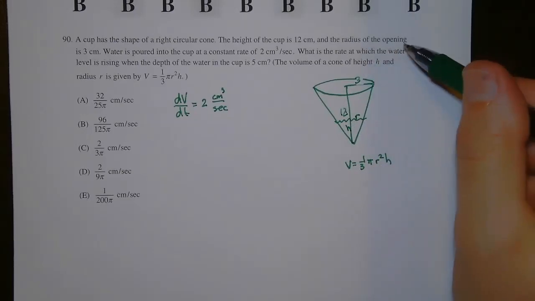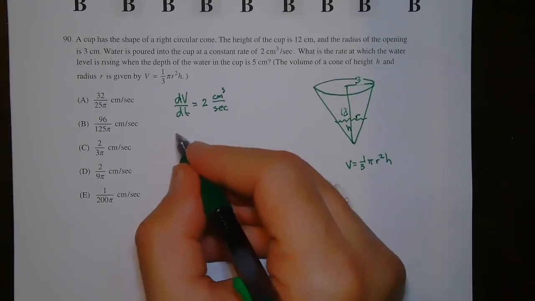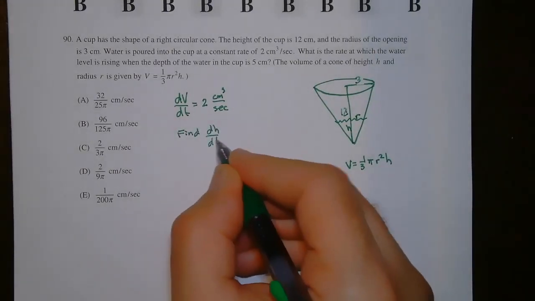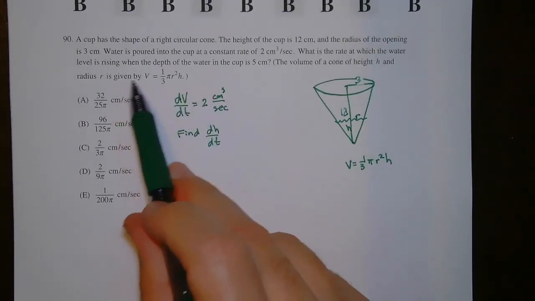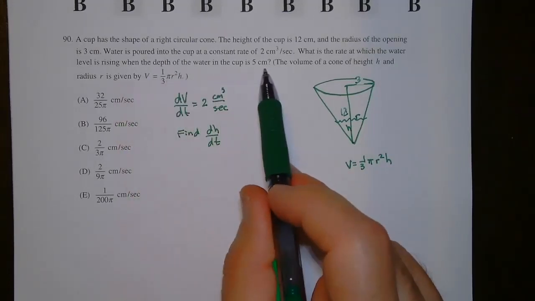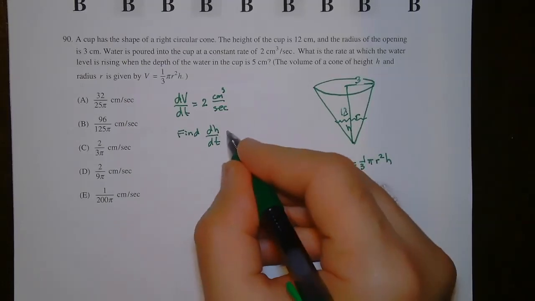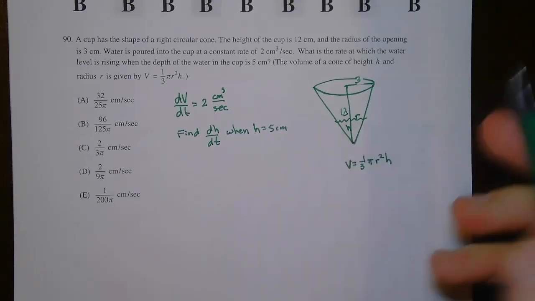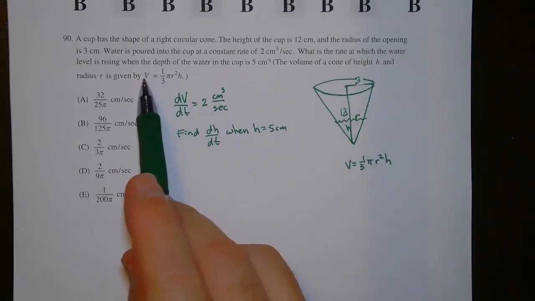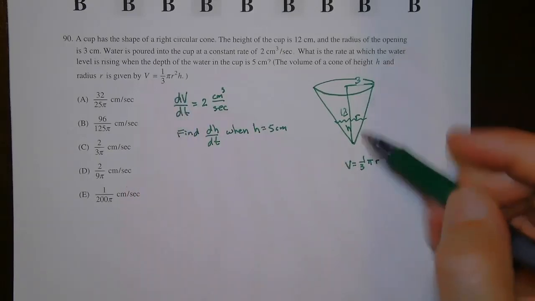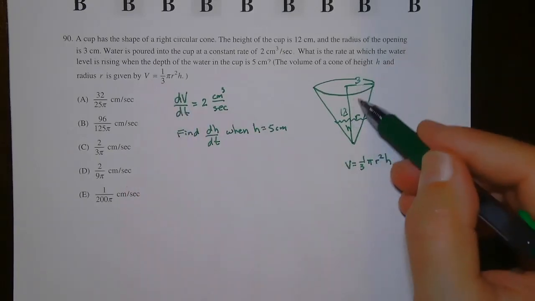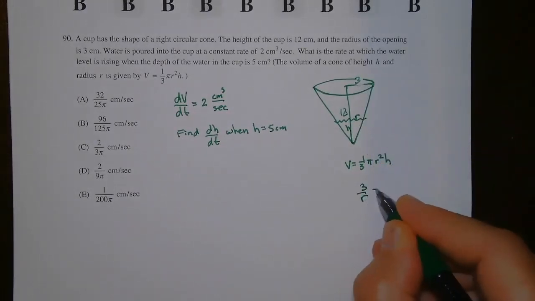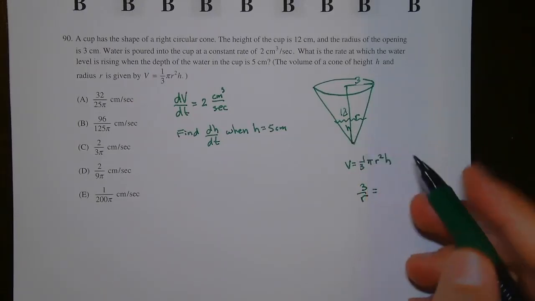So what is the rate at which the water level is rising? So we want to find dH over dt when the depth of the water in the cup is 5 centimeters. So find dH/dt when H is equal to 5 centimeters. We need to convert this so it just has V and H, and the way we can do that is with similar triangles. So 3 is to R as 12 is to H.